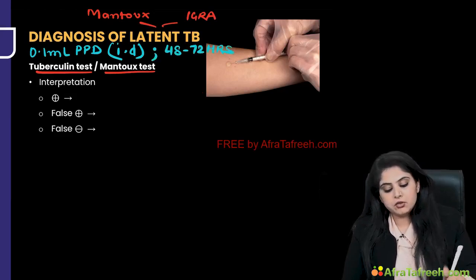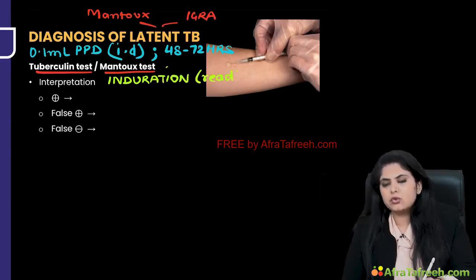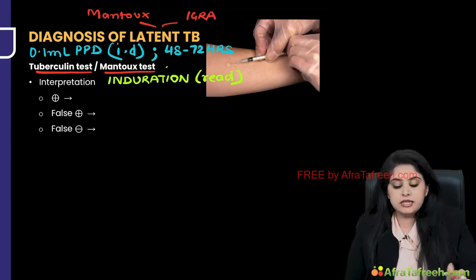After 48 to 72 hours, what are you going to check out? You will only read the hardening, the thickening, the induration. Only read induration. Don't start reading the redness and the local site inflammation. No, only look at the thickened area.